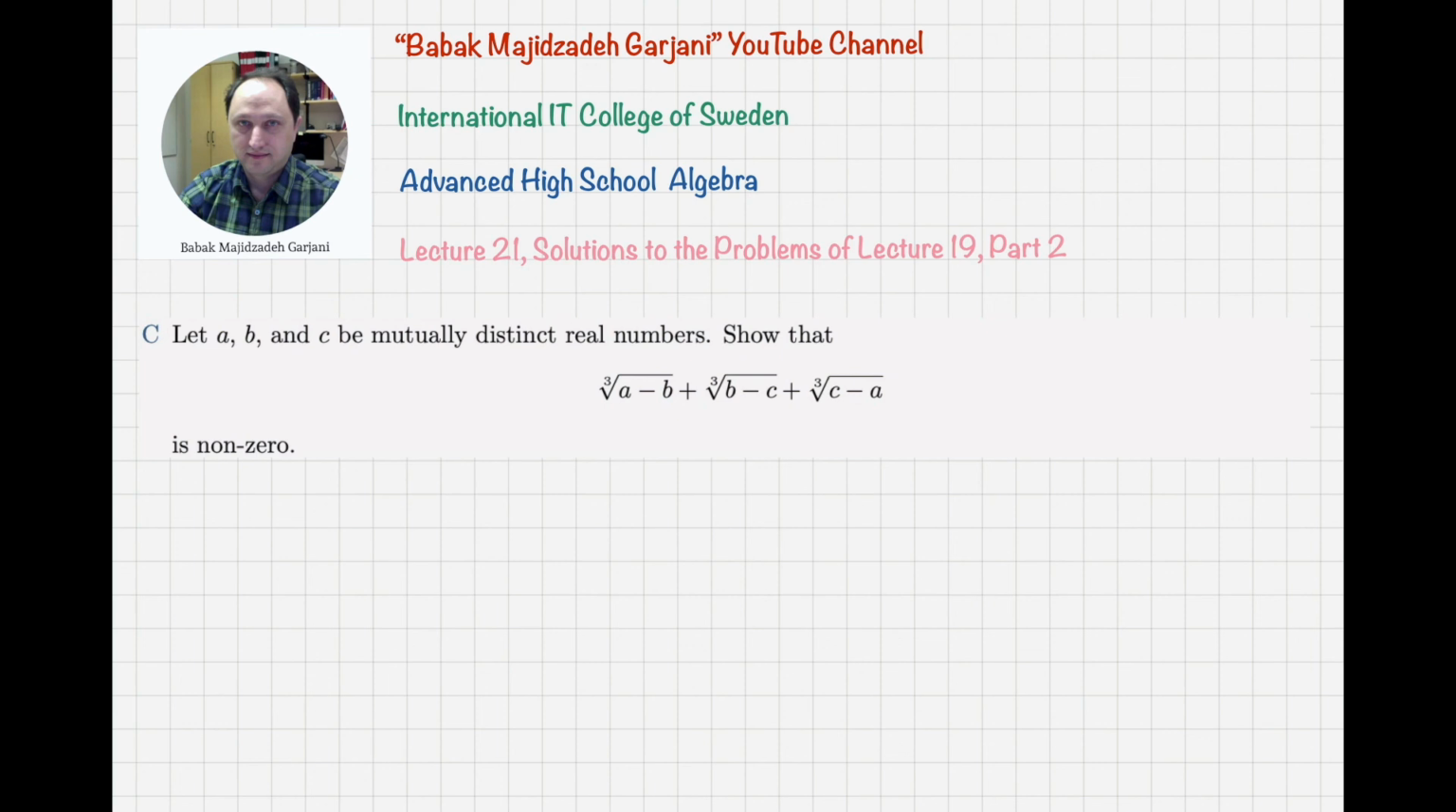Okay, now we go to this problem. Here we have a, b, c be mutually distinct real numbers. So it means that a is not equal to b, b is not equal to c, and a is also not equal to c. Okay, so they are mutually distinct numbers. We want to show that definitely this number is a non-zero number.